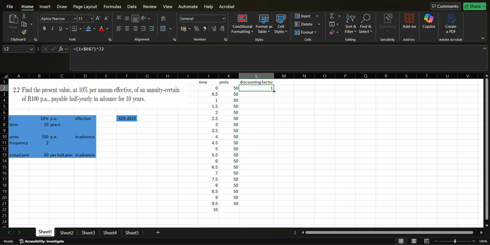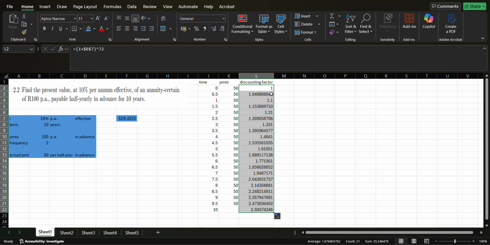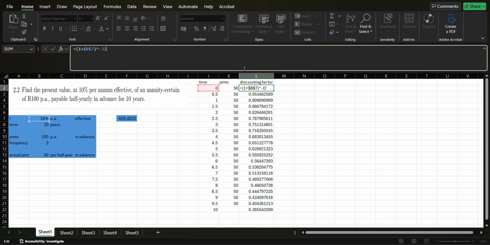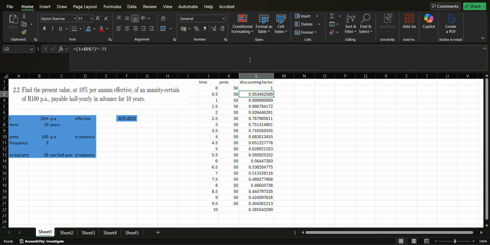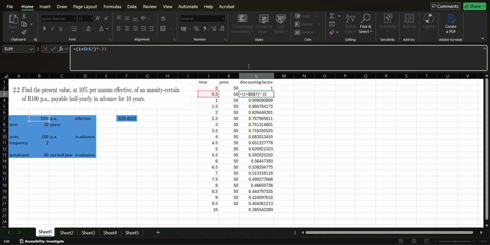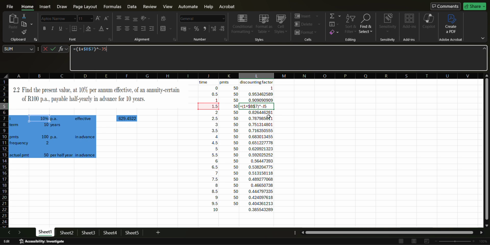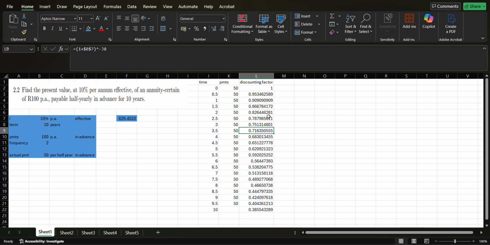And this makes sense. 1 plus i to the power of 0 is going to be 1. And then I'm going to double click and it's going to autofill to the power of minus. My apologies. It's supposed to be to the power of minus the time. And yeah, these are my discounting factors. Here it says 1 plus i to the power of minus this time. At time 0.5, it says 1 plus i to the power of minus 0.5. At time 1, it says 1 plus i to the power of minus 1. At time 1.5, it says 1 plus i to the power of minus 1.5.